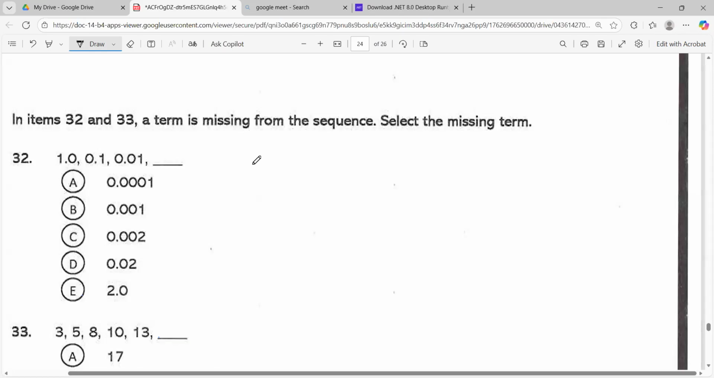So this next sequence would most likely be 0.001, because we realize that once they switch around the one, they add a different zero and put the zero behind the decimal point. So it would be B, 0.001. Yeah, that would be correct.